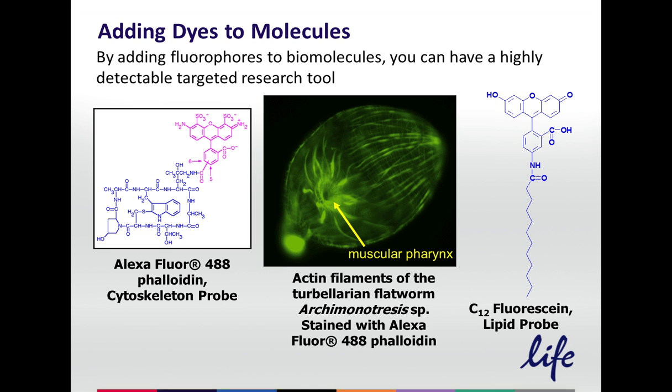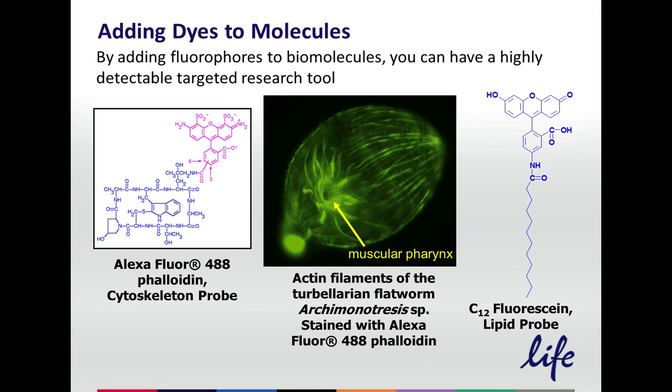Here in the middle, you can see a picture of a flatworm that's been labeled with this conjugate. You see the actin in it. On the right, you see another derivative of fluorescein, in this case where we've put on a 12-carbon tail, and that carbon tail then inserts into the membrane. This reagent is a lipophilic probe for plasma membrane labeling.